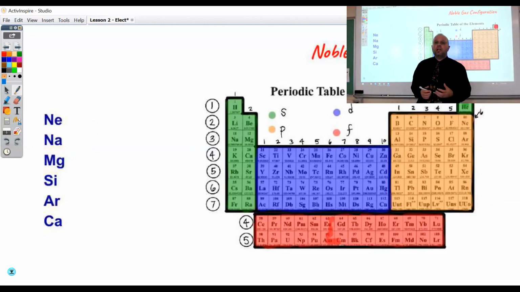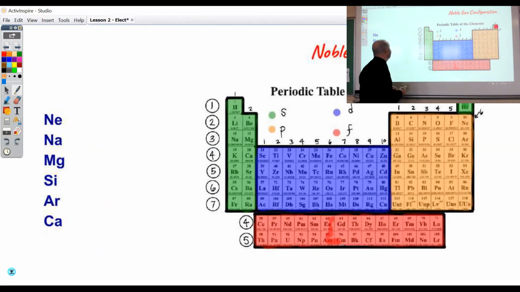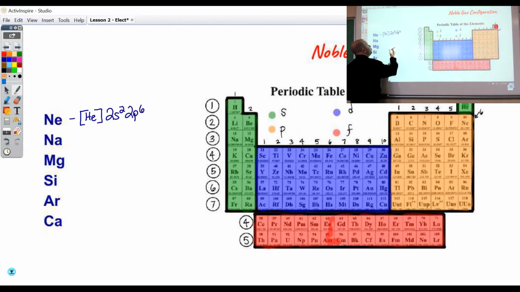The next example that we're going to look at is neon. And everyone is tempted to say, perfect, neon is a noble gas, I'll jump right to neon. Well, it's the last completed noble gas. So if I'm standing on neon, the last completed noble gas is still back here at helium. So for neon, I would write helium, and then 2s2, 2p6.